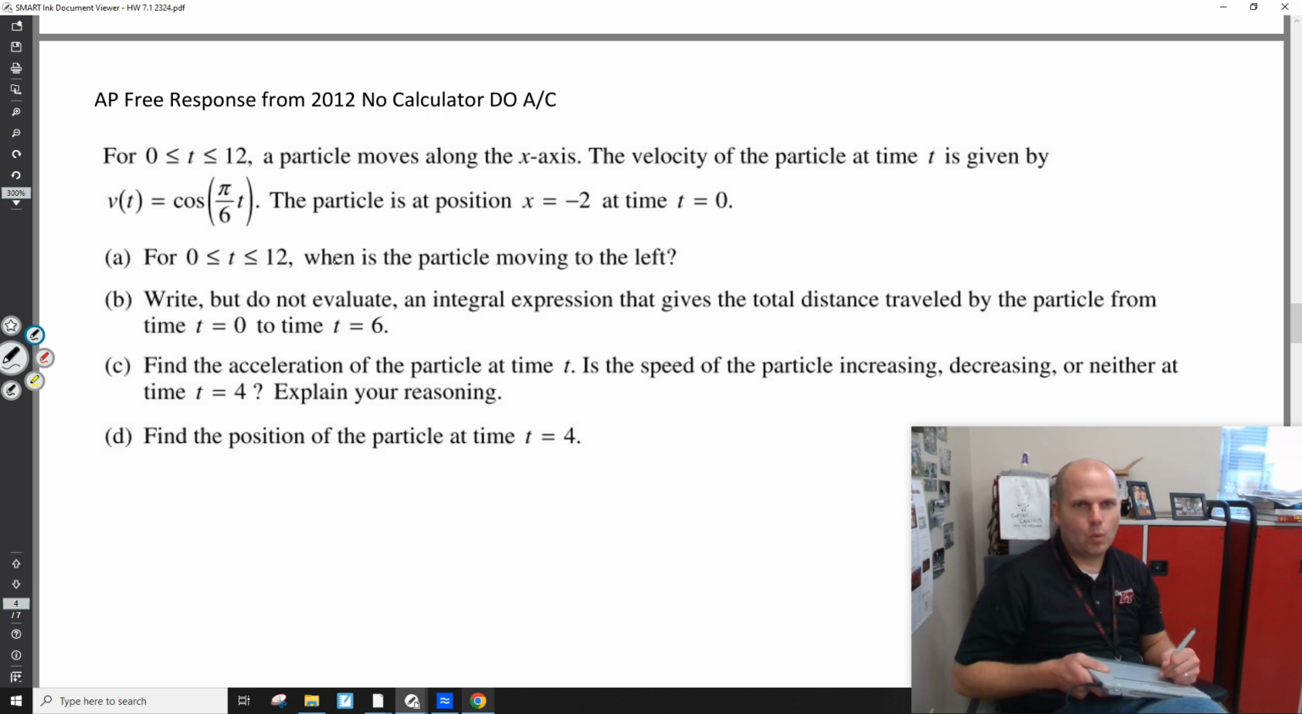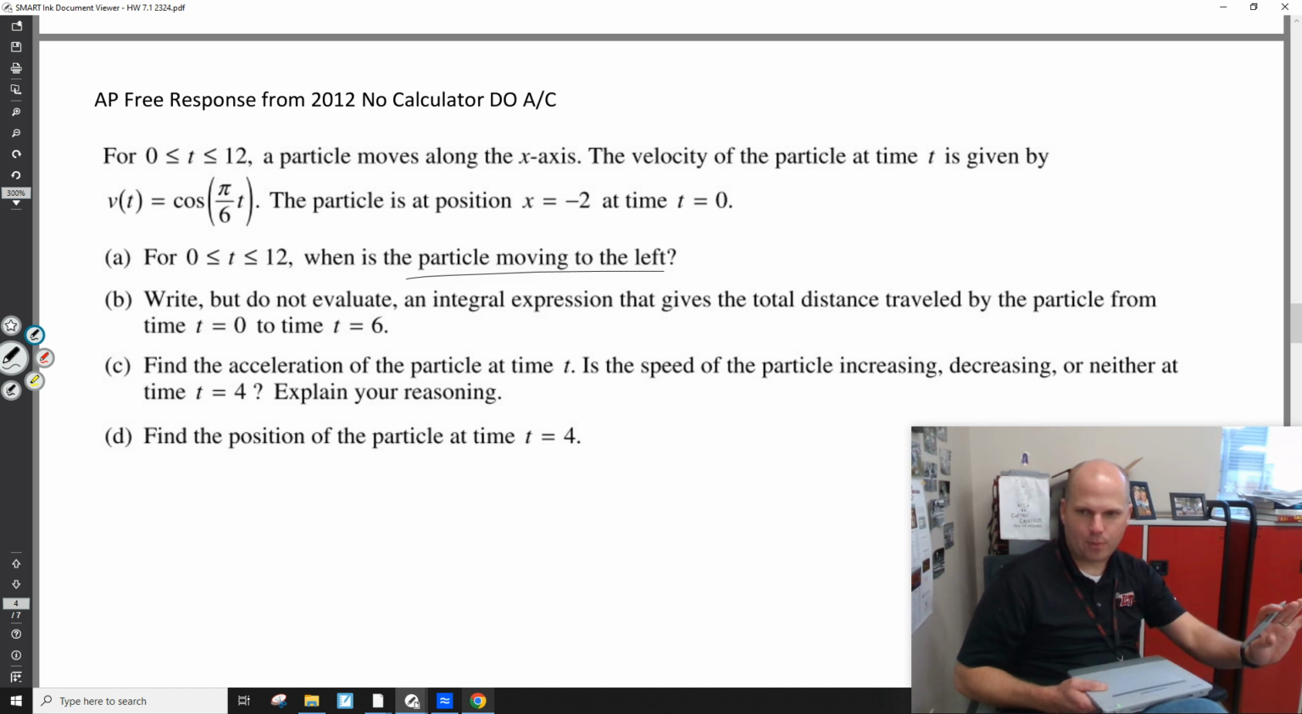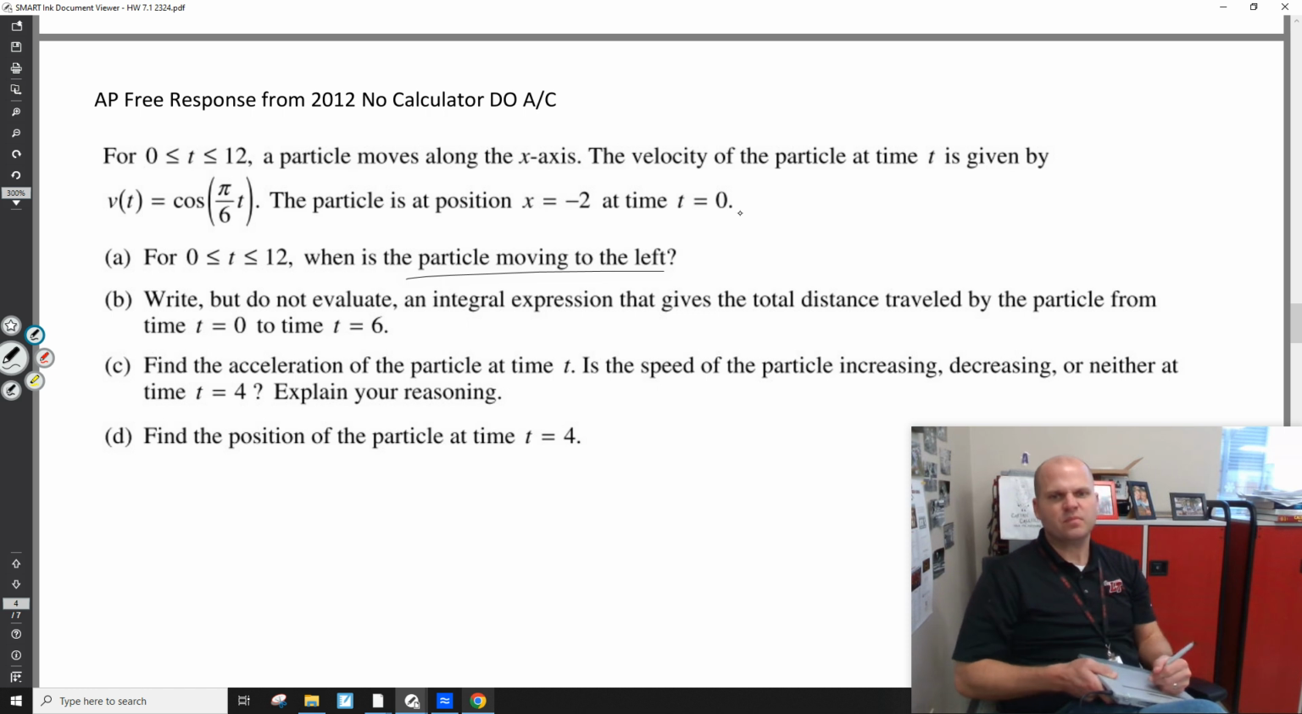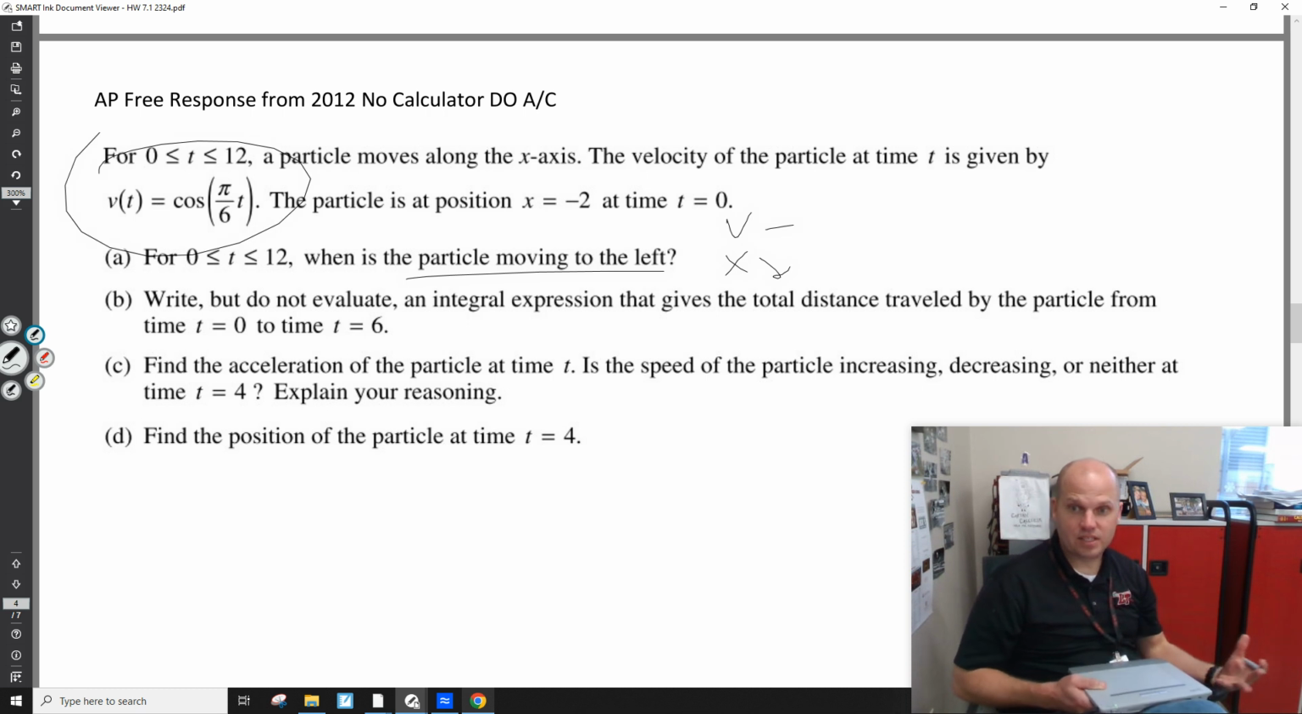Anyways, when is the particle moving to the left? This is an exact free response question, A, B, C, D, 9 points. You'll see you're not going to be intimidated because you're going to crush this problem when you get a question. Every year there's a motion question, so we're going to be ready for it. Particle moving to the left when my position is decreasing, when my velocity is negative. They gave me a velocity. I got to figure out when this is negative.